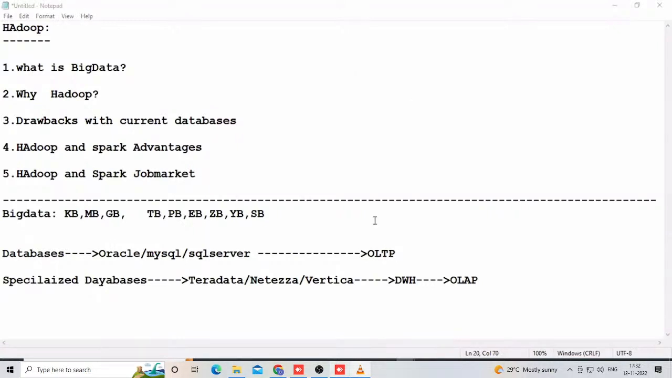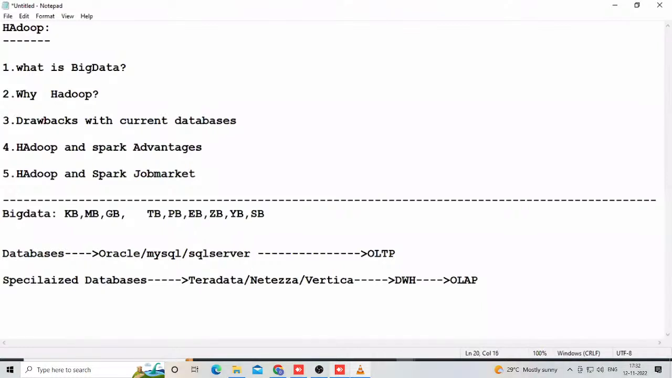Okay. So databases and specialized databases, right? They can handle data up to some extent, but huge data, unlimited data, can't be handled by these. So as a solution to all the storage level problems, not only storage level problems, even we need to process that huge data, right?